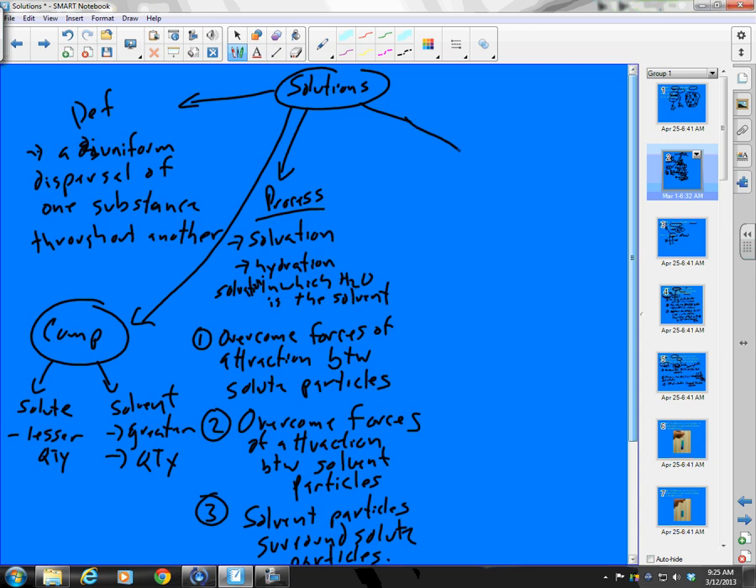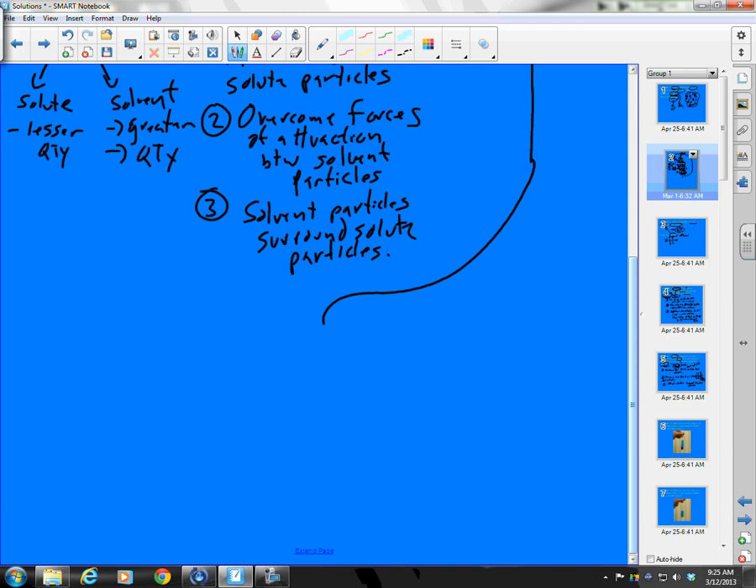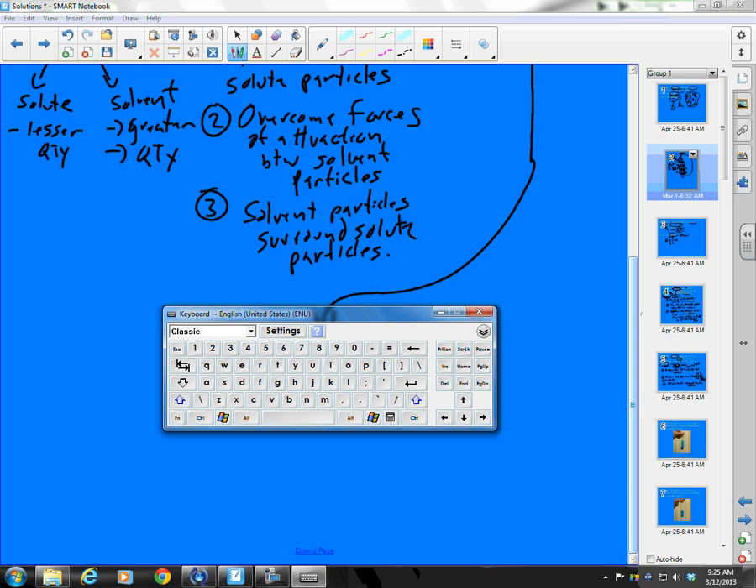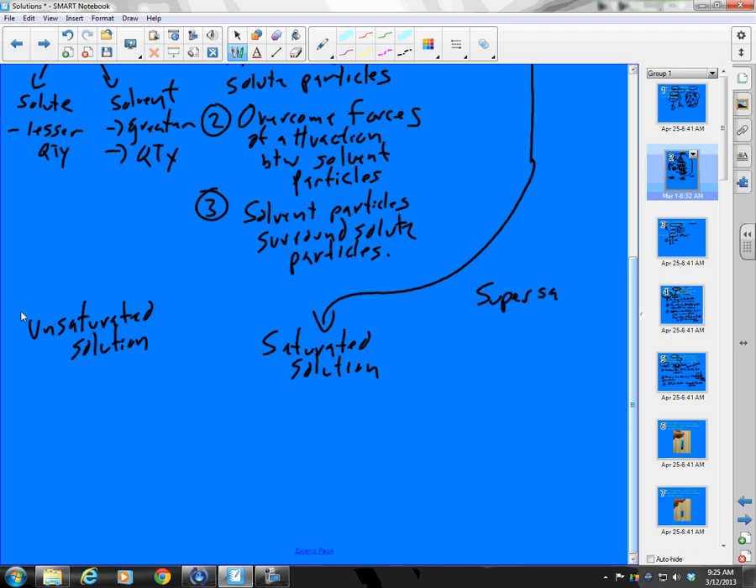Got to get rid of my eraser. There we go. Okay. So what can we have here? I can have an unsaturated solution. I can't spell. Unsaturated solution. We can have a saturated solution. And we can have a supersaturated solution. Okay, good.